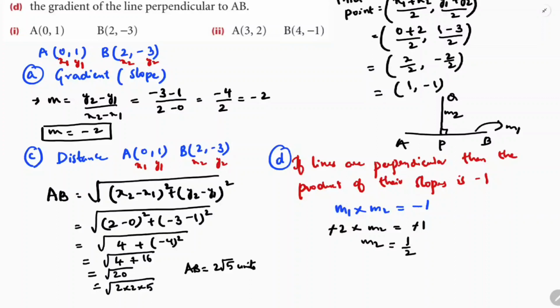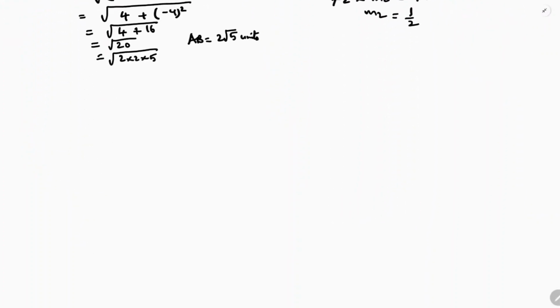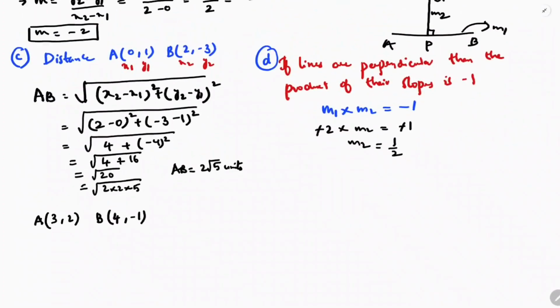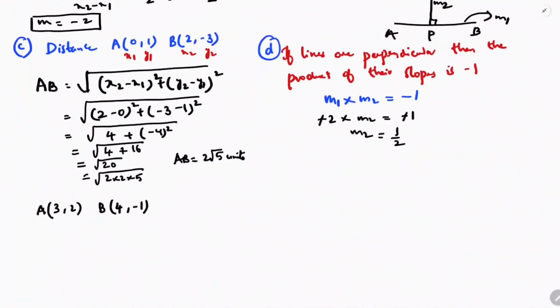In the same way, we need to find the gradient, midpoint, distance and perpendicular slope of the second question, that is A (3, 2), B (4, -1).